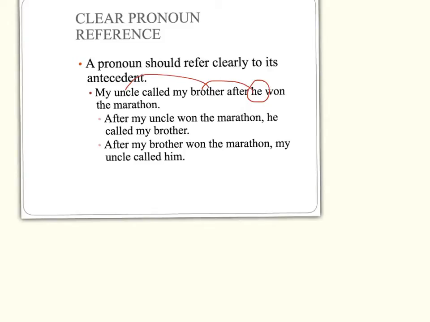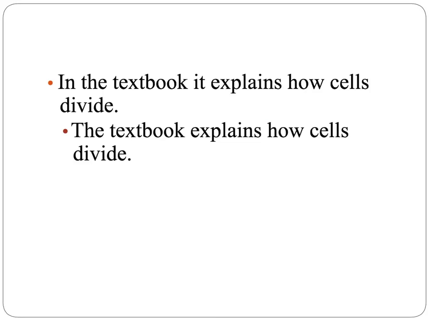We could say, after my uncle won the marathon, he called my brother. He is clearly referring to uncle as an antecedent. After my brother won the marathon, my uncle called him. Him is clearly referring back to brother as the antecedent. This is a very common issue as well.